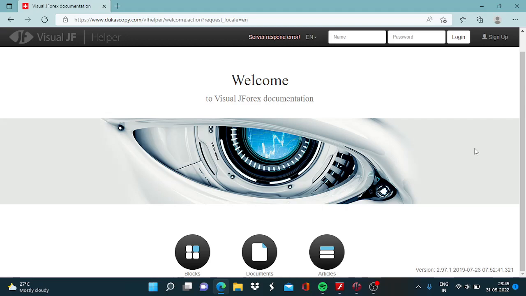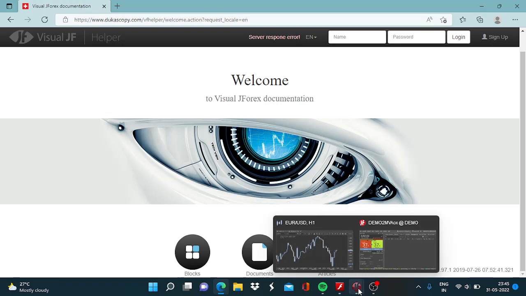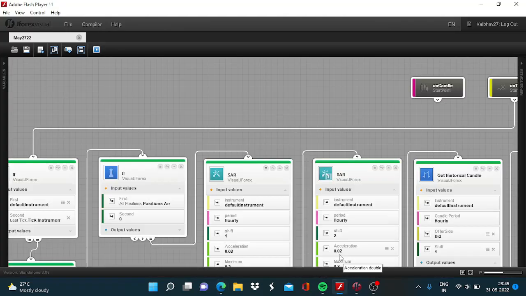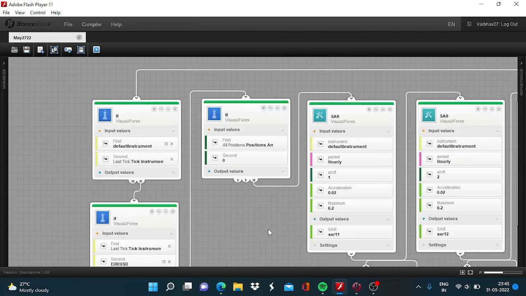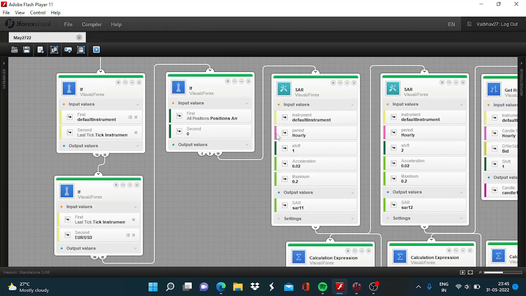Myself, Vaibhav. In today's session of Visual JForex, we will be working with the Parabolic SAR. SAR stands for Stop and Reverse. This is going to be the third and final session involving this indicator. In this session, we will be completing the conditions we need in place for the execution for the sell side of the trade using this optimization formation involving the SAR indicator.